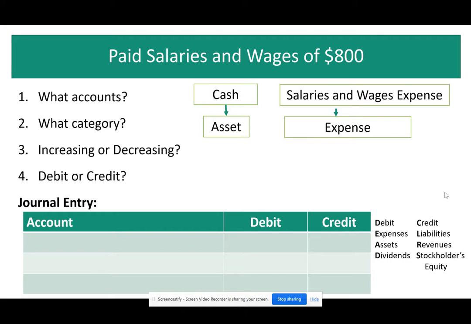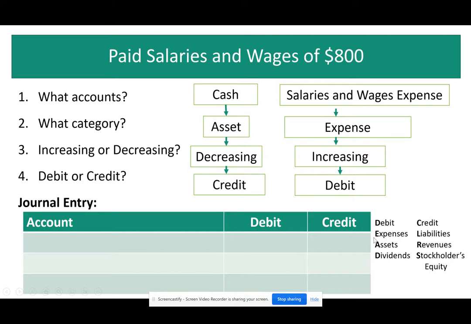Well, our cash is decreasing, right? We paid something out, so our company has less cash. Remember, we always do the accounting from the company's perspective. Okay, our expenses are increasing. When our employees work, that is an expense. That is a cost of doing business, so our expenses increase. Okay, so now using our DEAD CLOCC acronym, assets increase with debits, but in this case, our asset is decreasing, so we're going to credit cash.